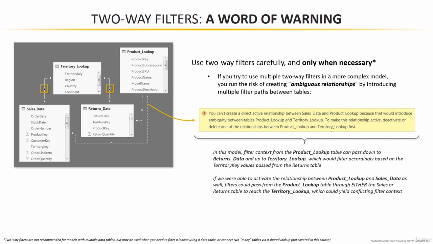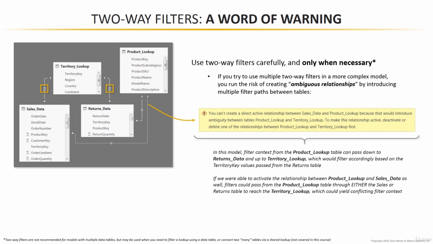And if that racing helmet was sold in stores 7 and 8, as well as 1, 2, and 3, then that filter context also would pass up to the territory lookup through that bidirectional filter and tell the territory lookup, hey, there are 5 territories that exist in the universe, 1, 2, 3, 7, and 8.